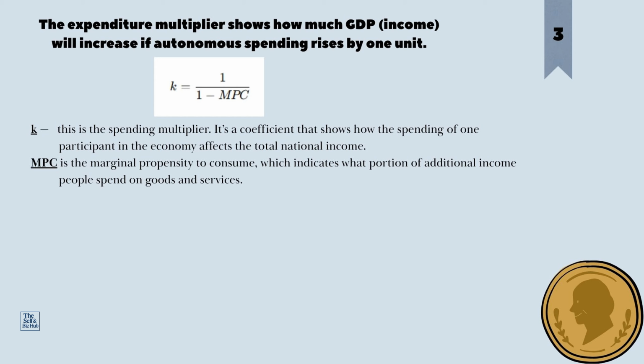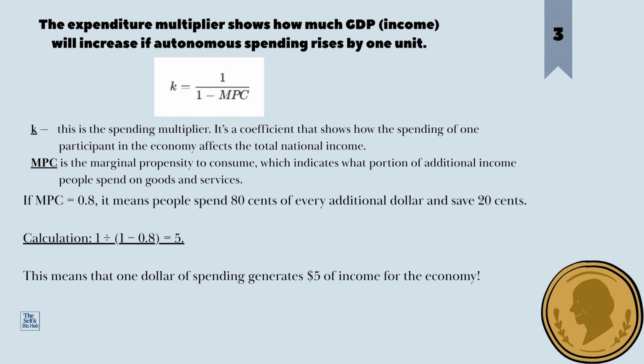In simple terms, if someone receives an extra dollar, how much will they spend and how much will they save? If MPC equals 0.8, it means people spend 80 cents of every additional dollar and save 20 cents. Calculation. 1 divided by 1 minus 0.8 equals 5. This means that $1 of spending generates $5 of income for the economy. But this doesn't mean anyone actually receives $5 in their pocket.